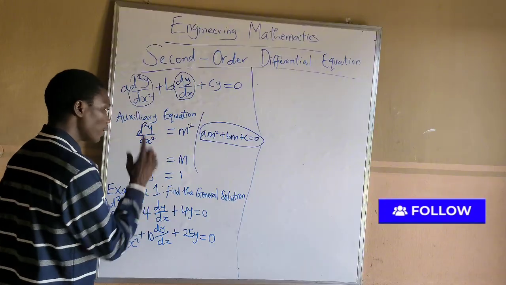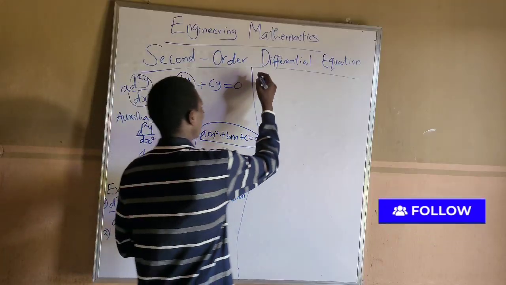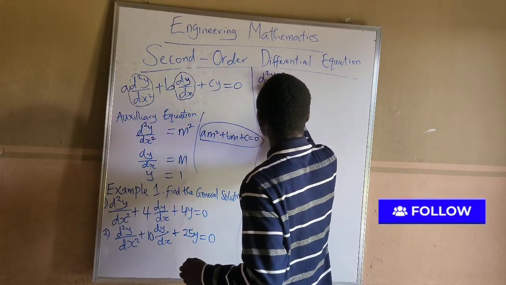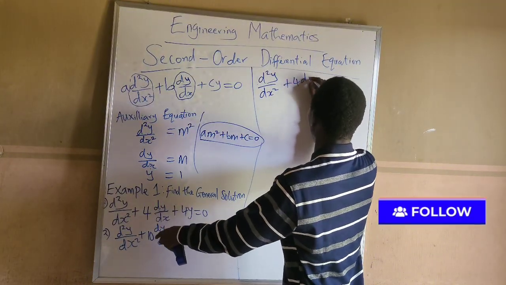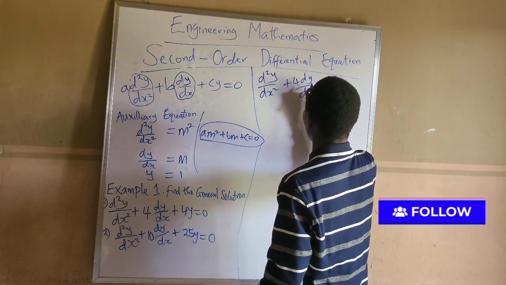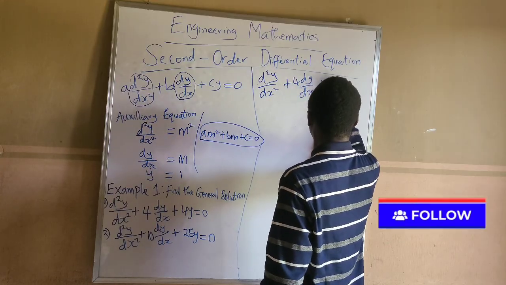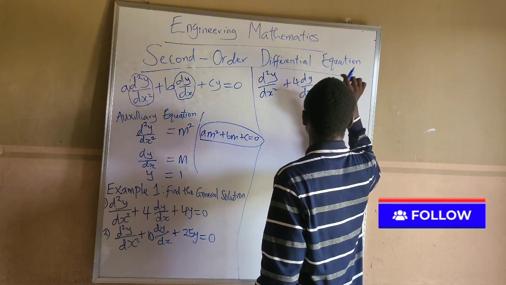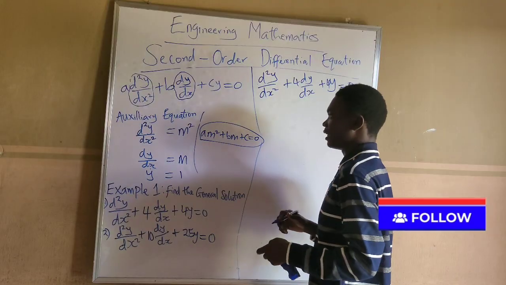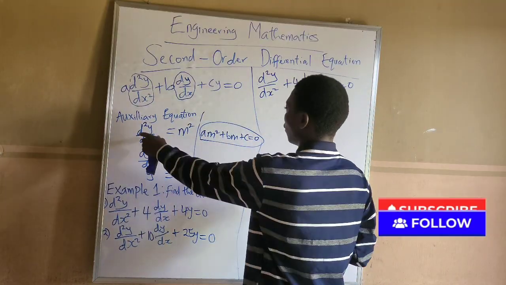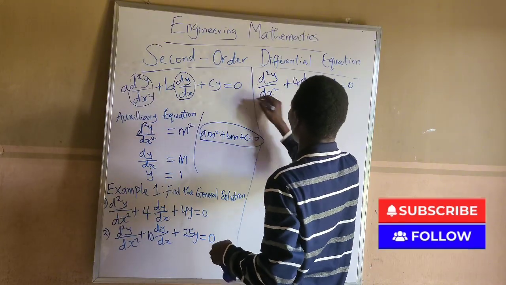All right, as I've said, let's find the auxiliary equation from this problem. So we have d squared y over d x squared plus 4 d y over d x plus 4y equals 0. Now we want to get, first, our auxiliary equation. We represent our d squared y over d x squared as m raised to the power of 2, so I will replace this with m raised to the power of 2.